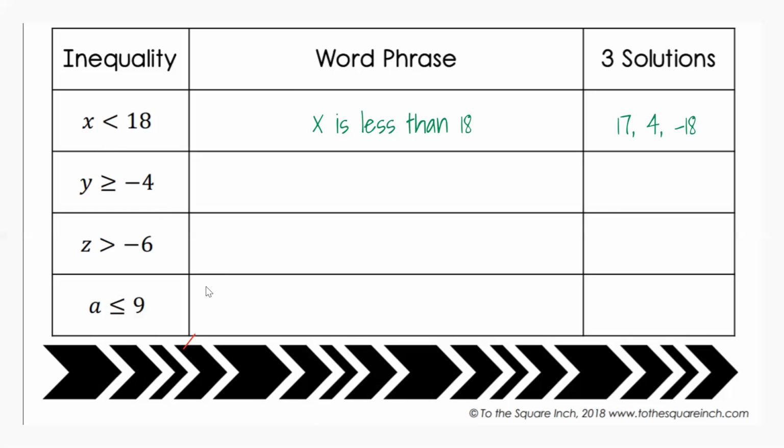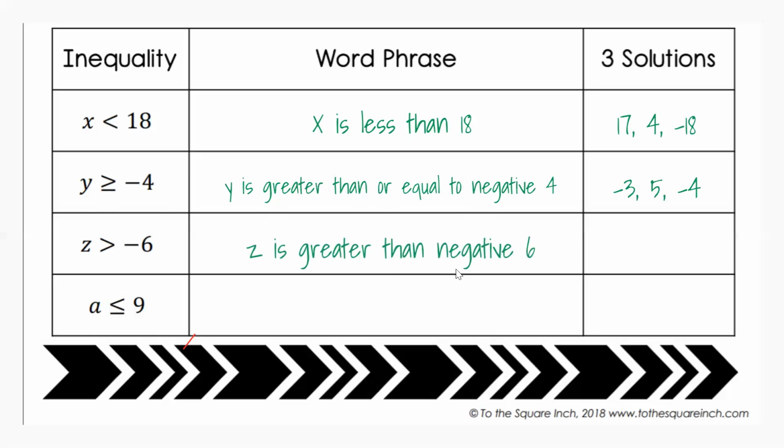The next one is read as y is greater than or equal to negative 4. And 3 possible solutions are negative 3, 5, or negative 4, because in this instance, it could be equal to negative 4. This could be an example where the sea level of a city is negative 4 feet, or it could be more than negative 4 feet.